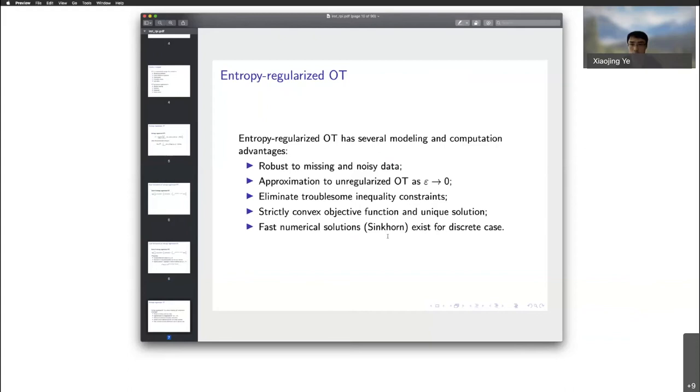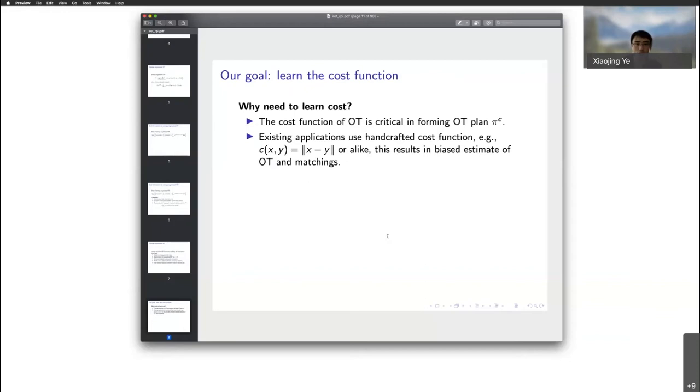Okay, and let's go back to the original goal here. Our goal is to learn the cost. Instead of doing optimal transport, where given two marginals and the cost we try to find the optimal transport plan, here we're going to do the reverse, or inverse way, which is to learn the cost function c given the transport plan. The reason for doing this is that the cost function is the only major parameter in the OT problem. If you give a different cost function, you will get a different optimal transport plan, so it affects the optimal transport plan a lot.